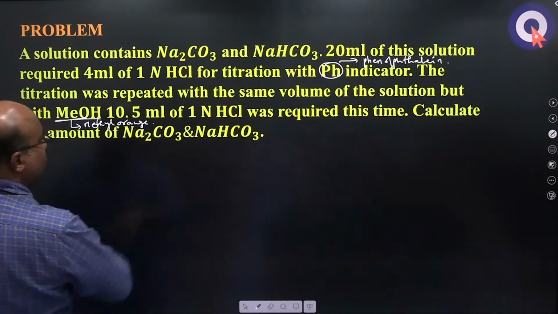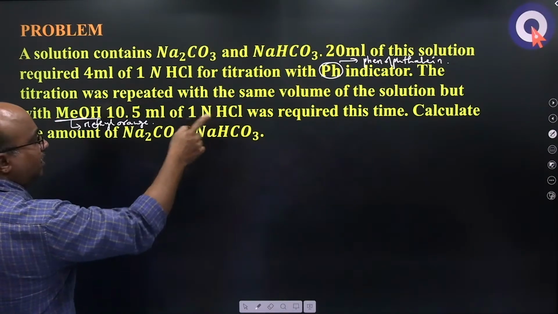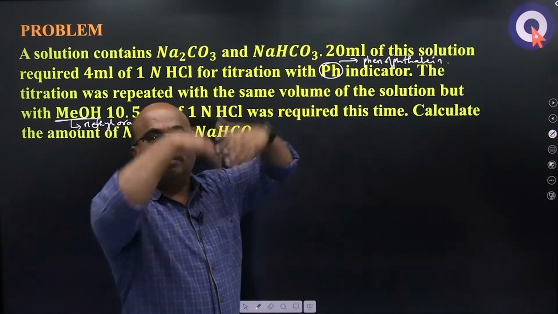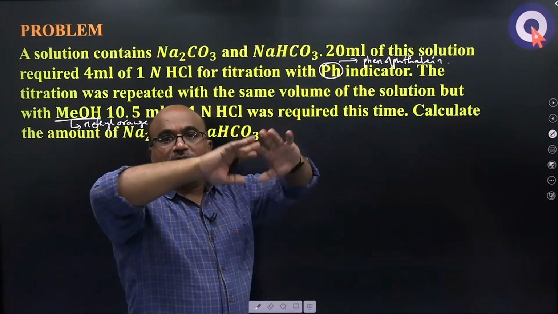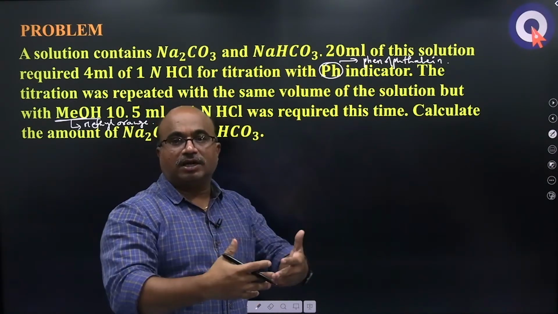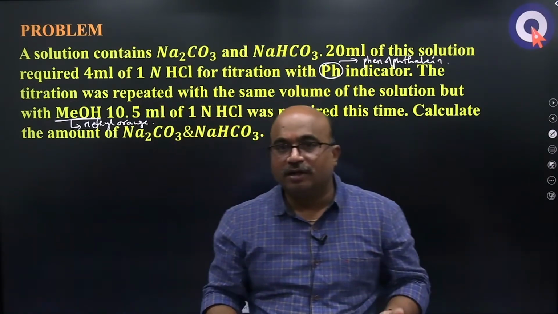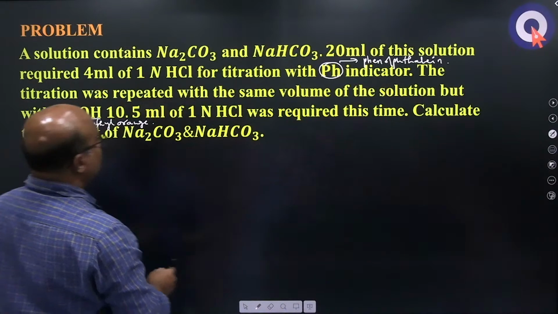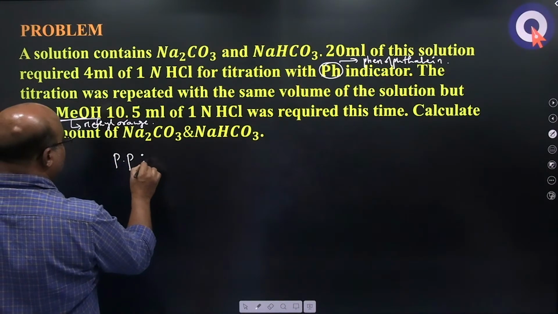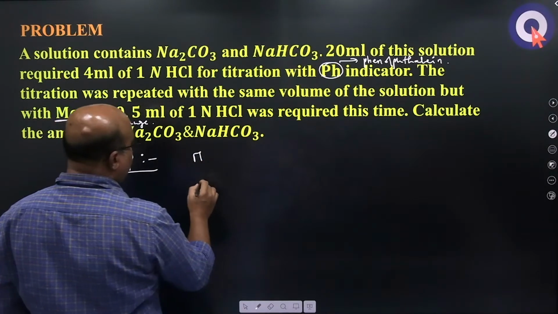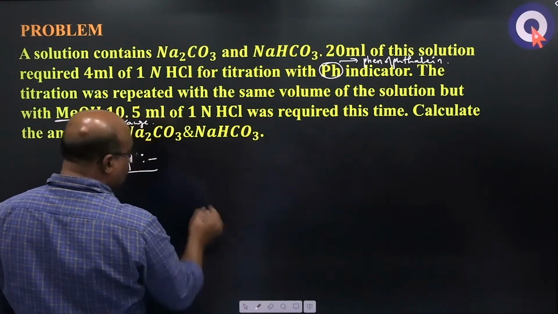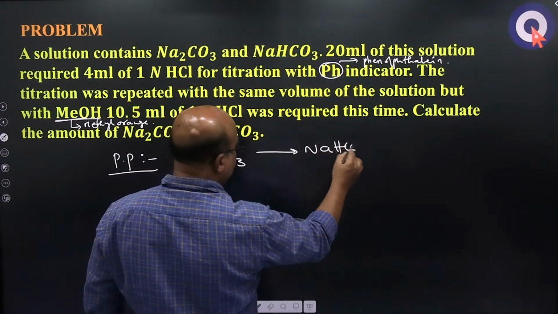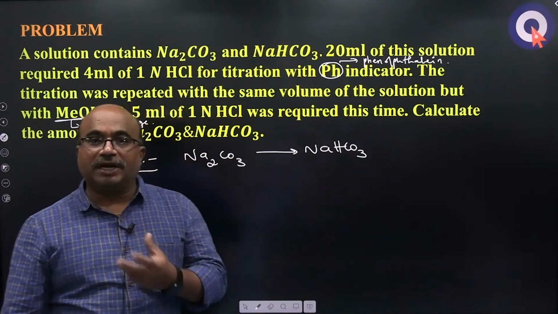So when we use phenolphthalein, clear? The titration was repeated with the same volume, means we started from the original. So there is double indicator titration and all that. Means first we add an indicator like phenolphthalein, then we can start titrating with methyl orange also. Why? Because phenolphthalein can convert sodium carbonate into sodium bicarbonate, because there is a selection process of indicators.